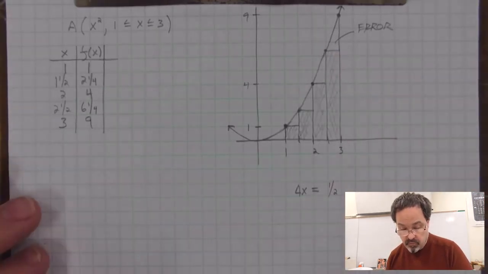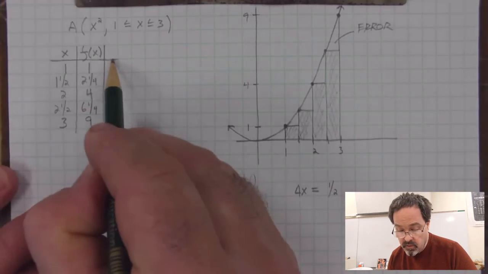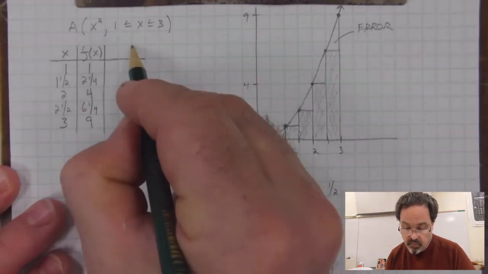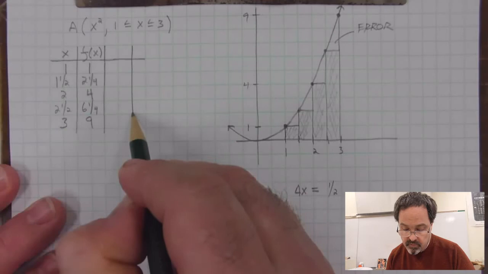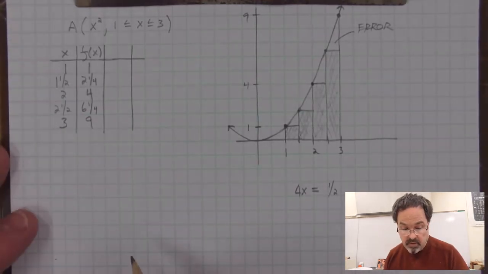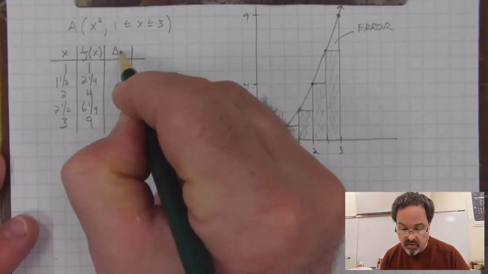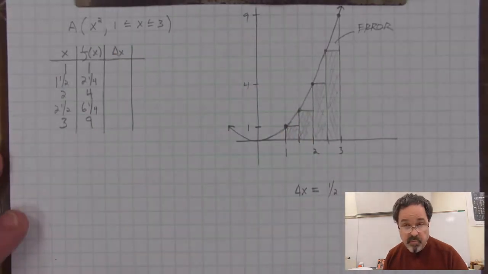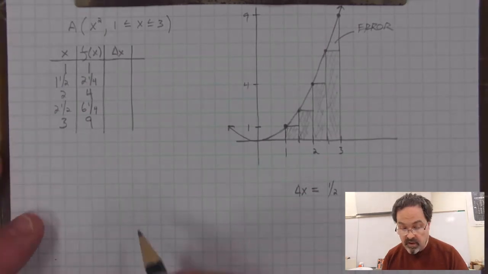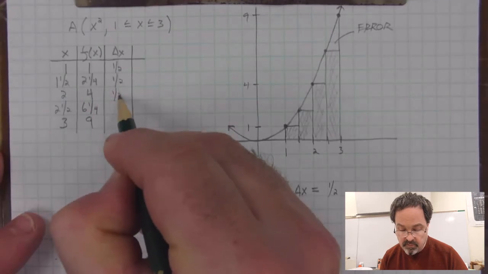But I'm going to approach my estimate this way and continue creating my table to organize the area of those rectangles and then later sum them up. I'm going to put another column in my table that will represent delta x, the base of every rectangle. And delta x is going to be 1/2 in every case.